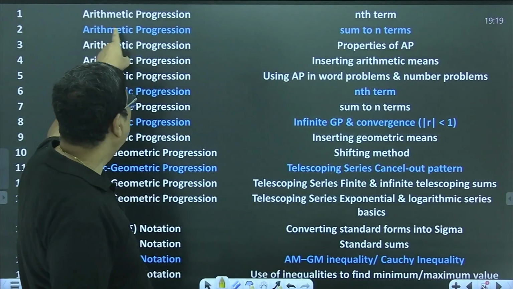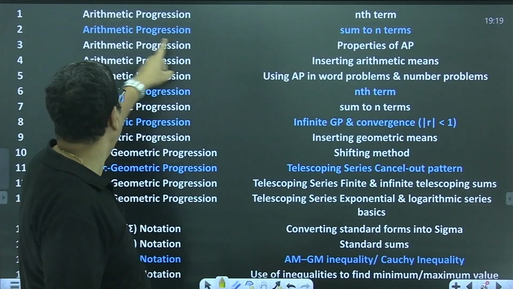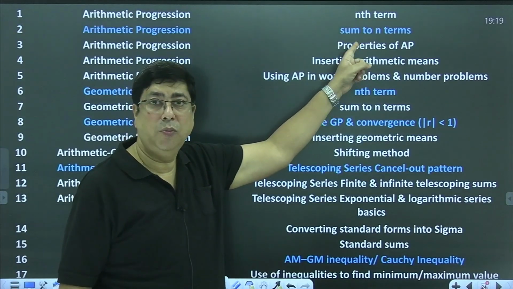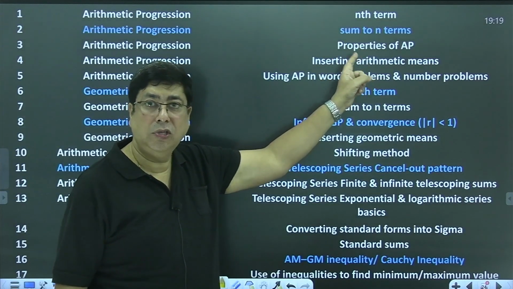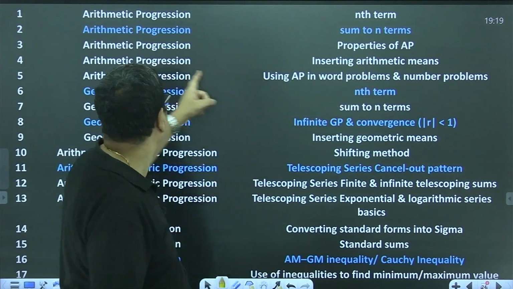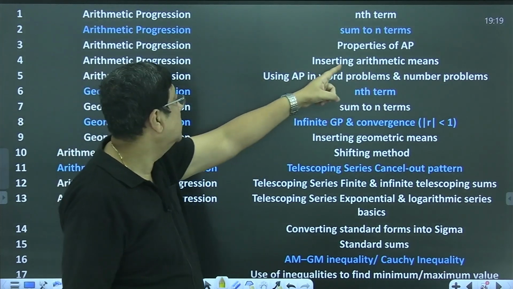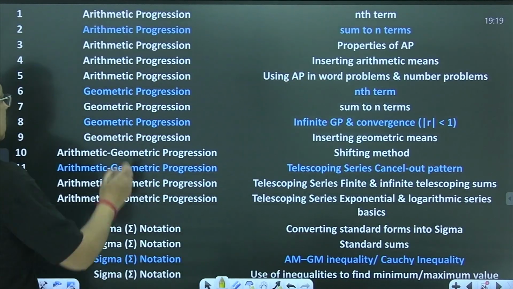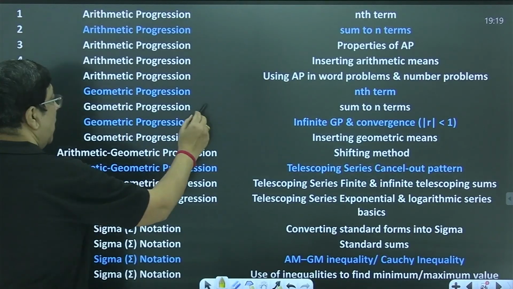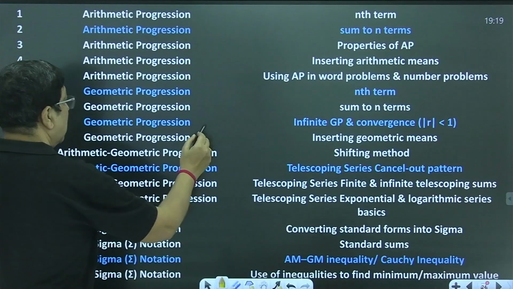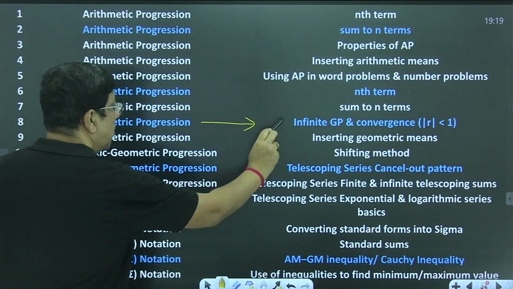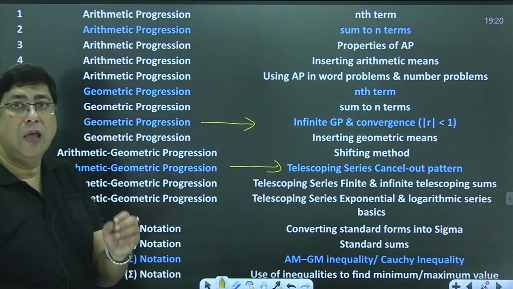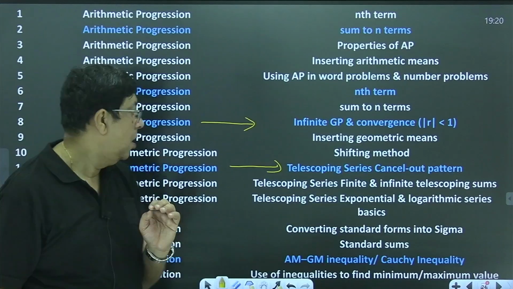Look, in arithmetic progression, the nth term is very important. In arithmetic progression, the sum to n terms, I have marked in blue color because this blue part is the most important part of the last years. In arithmetic progression, also properties of the AP, and inserting arithmetic means. In geometric progression, the nth term is very important. In geometric progression, the infinite GP is the most important place. In arithmetic and geometric series, the telescopic series, which is the cancel-out pattern.